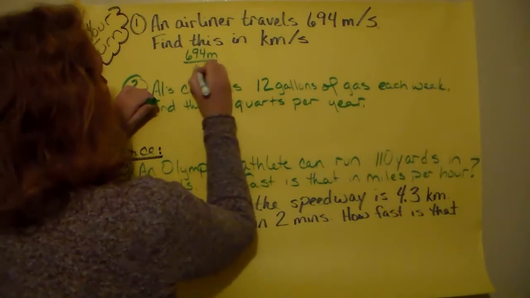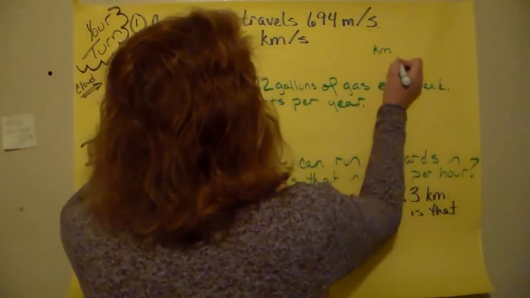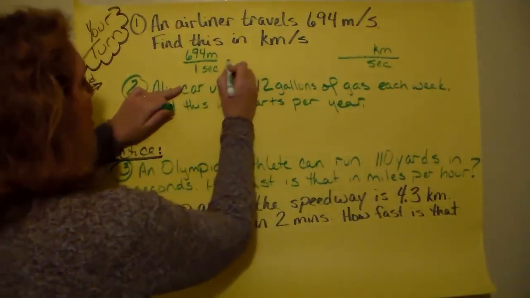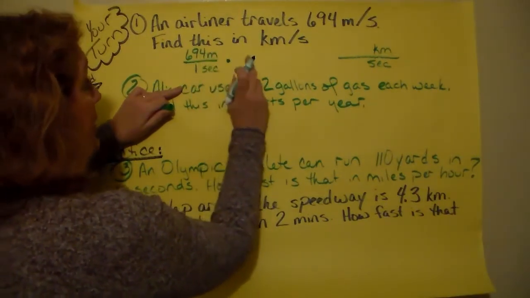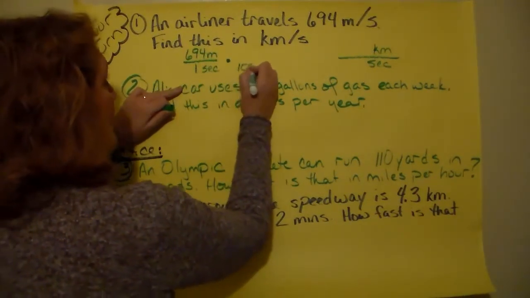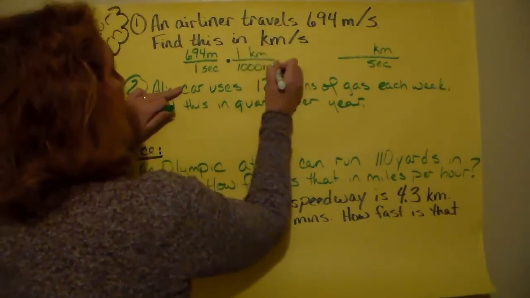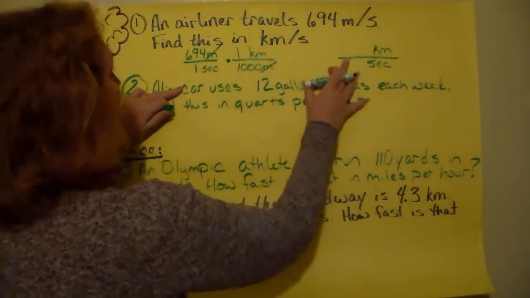All right. 694 meters over 1 second, and I want it to be in kilometers per second. So, how many meters are in a kilometer? There are 1,000 meters in a kilometer. I want my meters on the bottom. There are 1,000 meters in 1 kilometer. These cancel out, and now I've got exactly the way I need them.